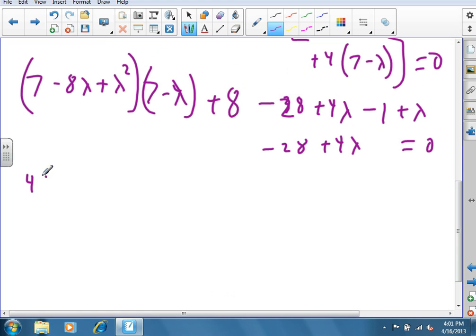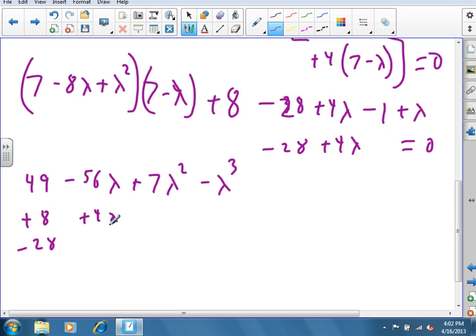So I got 49. Anybody know what 7 times 8 is? 56? Yeah, okay. Minus 56 lambda plus 7 lambda squared minus lambda cubed plus 8 minus 28 plus 4 lambda minus 1 plus lambda minus 28 plus 4 lambda.